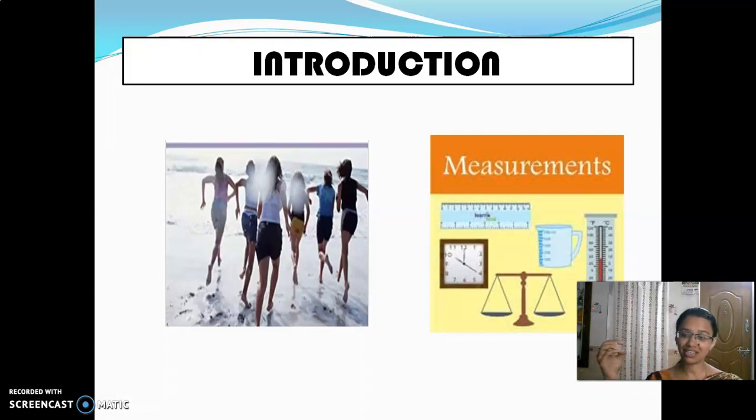So you have a time schedule. If there is no schedule, what would happen? Everything would collapse. Yes or no? There will be a lot of confusion. So which is a necessary thing? Measurement is necessary for everything.